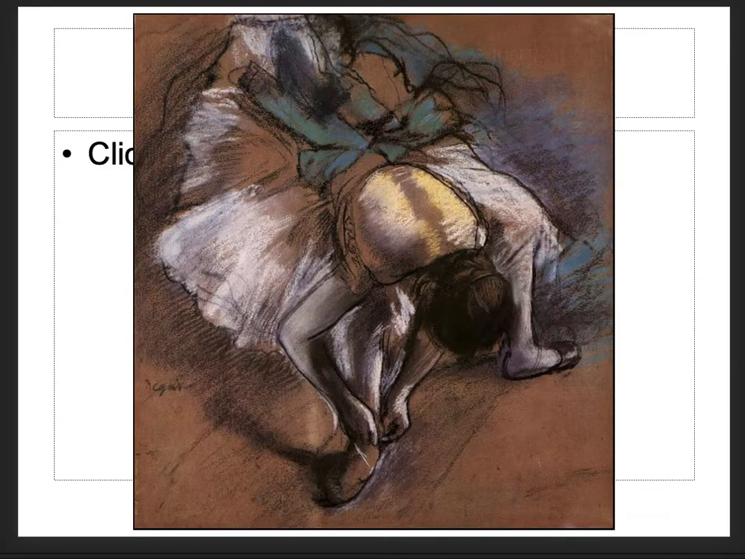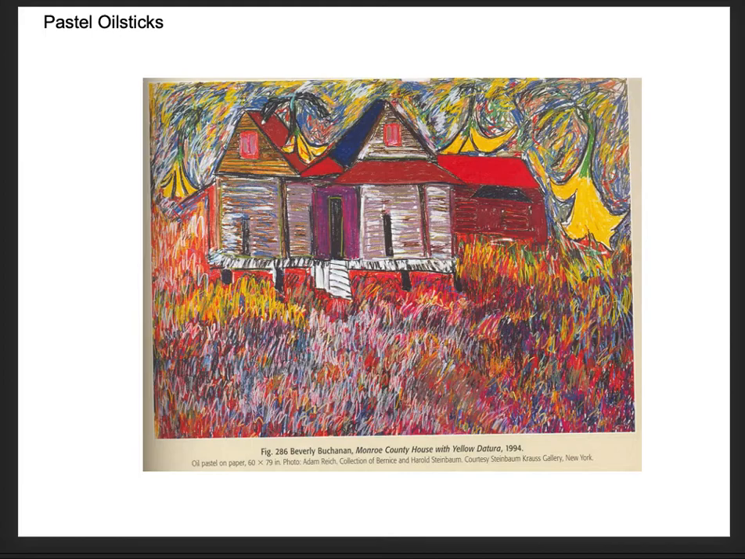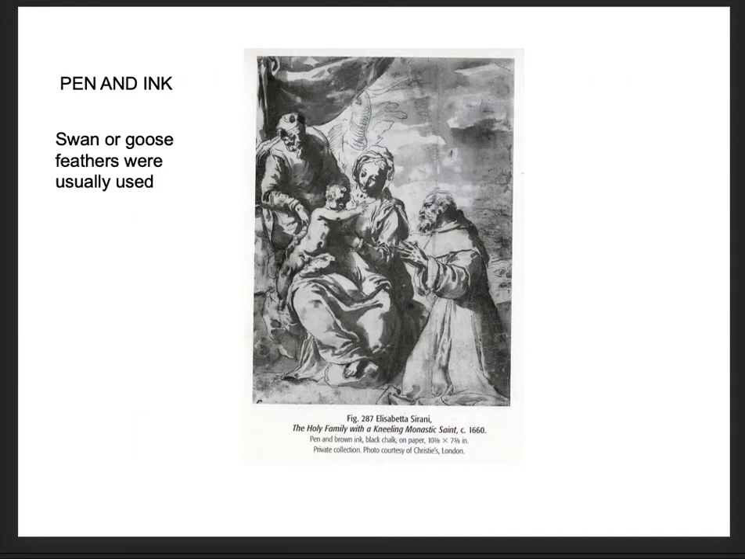More Degas. We got an example of some oil sticks. And oil sticks are essentially just dried oil paint pressed into forms. So oil pastel is that. Sometimes there's a little wax in them. It depends on the quality. And then pen and ink, and brush and ink, of course.